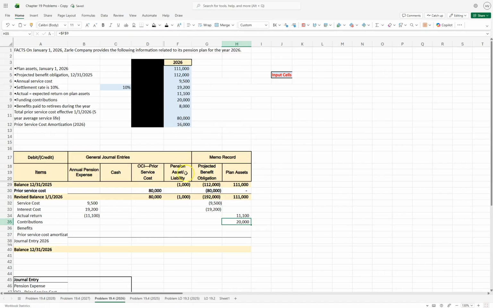So I'm going to show that. And they paid it out of their own cash. So they're going to credit cash for $20,000. Next, benefits paid to retirees during the year was $8,000.